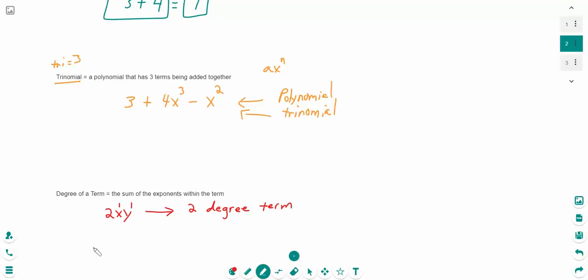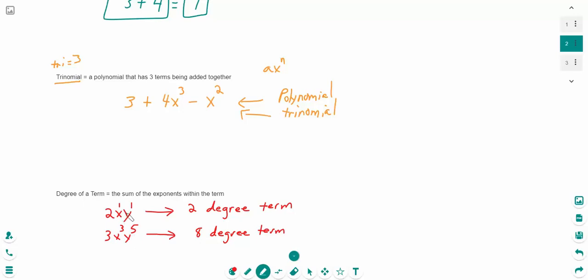It's just a way of describing it. We don't really do anything mathematically per se with this, but we are able to describe this term as a 2-degree term, for the reason that the exponents add up to 2. So if I have something like 3x to the third, y to the fifth, what degree term would this be? Well, it would be an 8-degree term, because the exponents added together give us an 8.